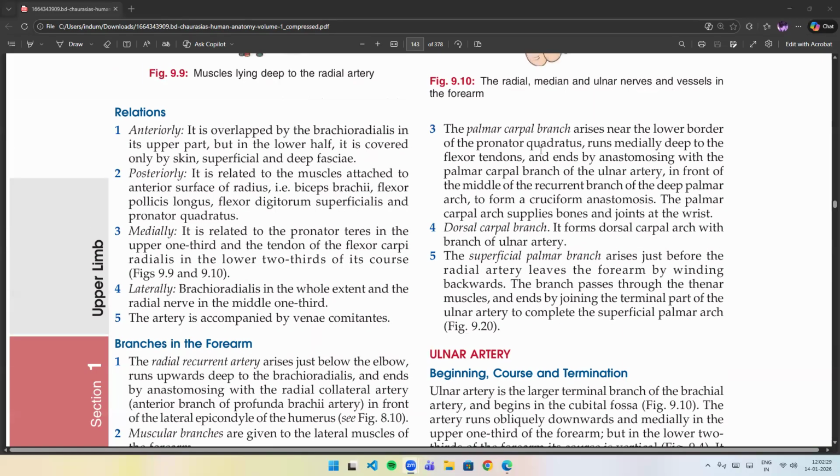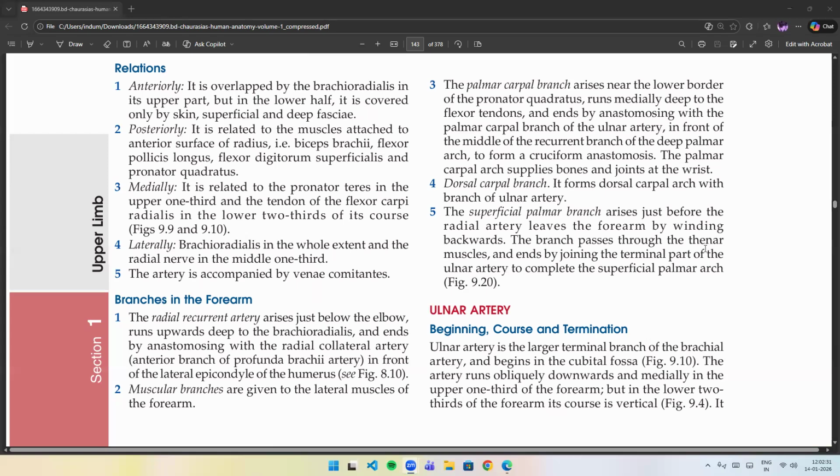Number 3. The palmocarpal branch arises near the lower border of the pronator quadratus, runs medially deep to the flexor tendons, and ends by anastomosing with the palmocarpal branch of the ulnar artery in front of the middle of the recurrent branch of the deep palmar arch to form a cruciform anastomosis. The palmocarpal arch supplies bones and joints at the wrist.